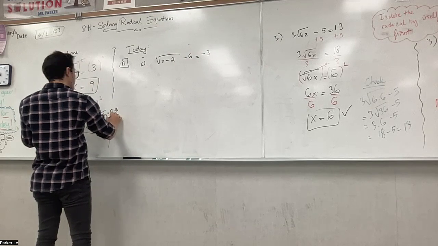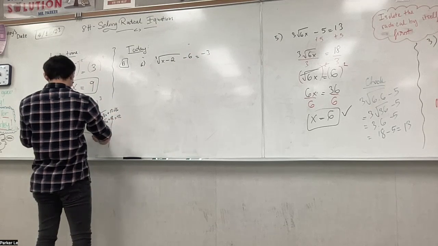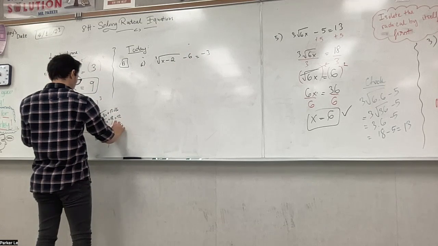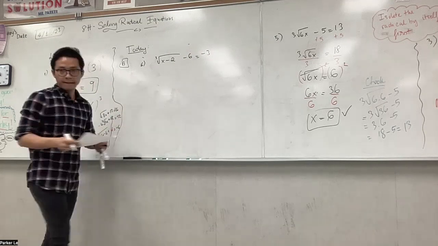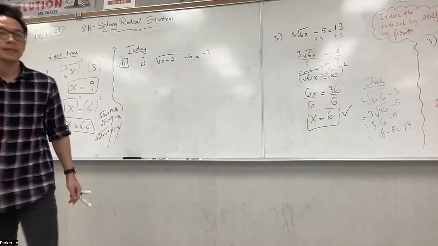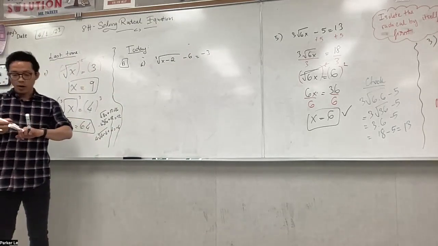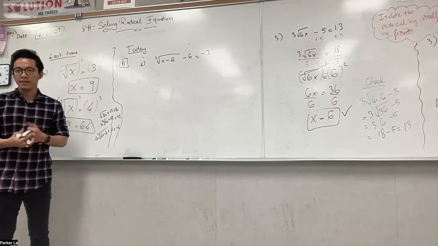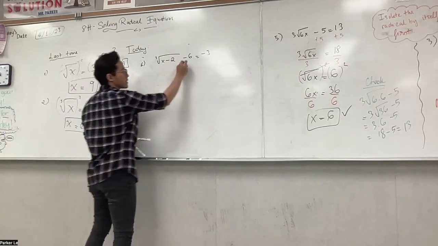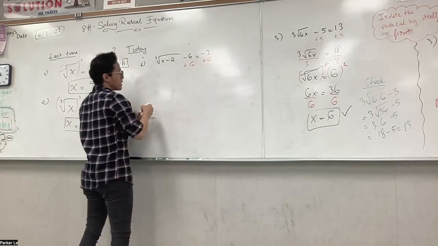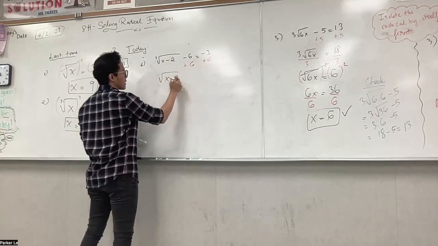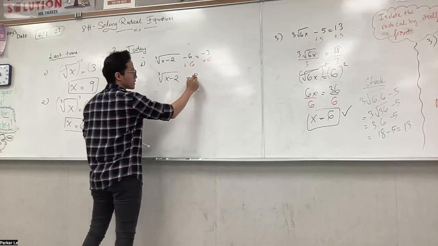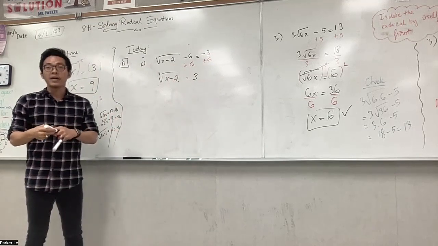What do we need to do first? Any questions? Okay. You add 6. You got the idea. Negative 3 plus 6 is 3. Good. Now what do I do? I cube it.